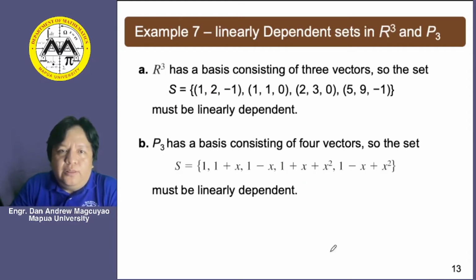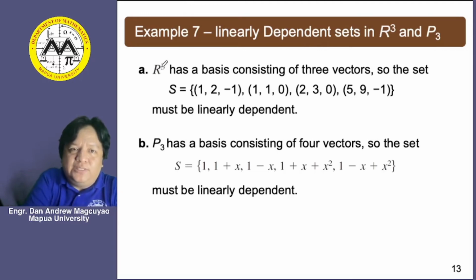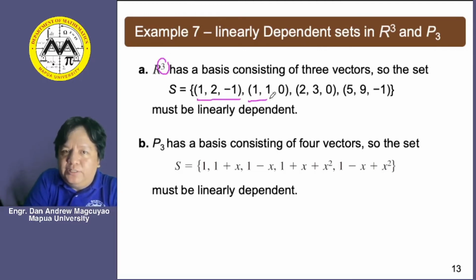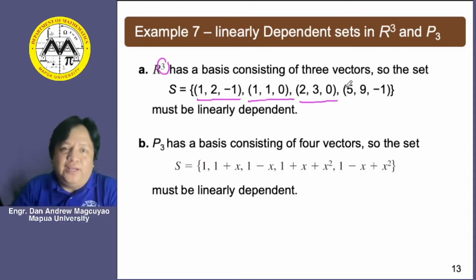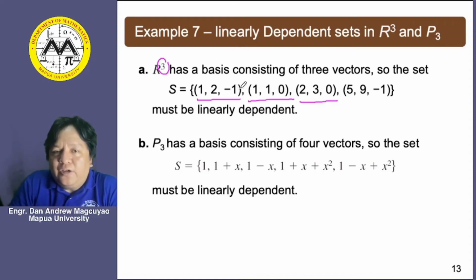These are some examples about that. R cube has a basis consisting of 3 vectors. Since this is R cube, we are expecting 3 vectors: first, second, and third vector. These 3 vectors are sufficient to determine linear independence. But since there are 4, one of these can be written as a linear combination of the other vectors.